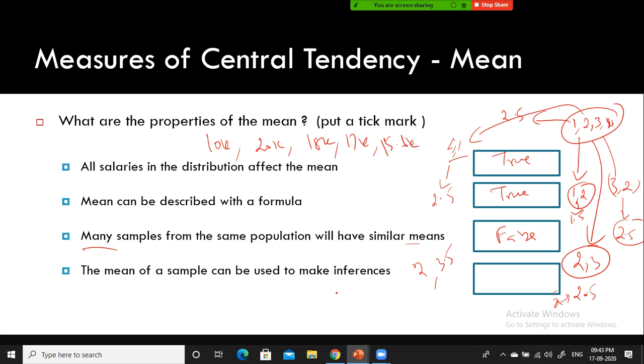And the mean of a sample can be used to make inferences. With the mean, with the average value itself, we cannot make inferences about the population, right? So it is false. Don't worry about this. When we discuss inferential statistics, we will discuss this in detail. I think you are okay with the other points.